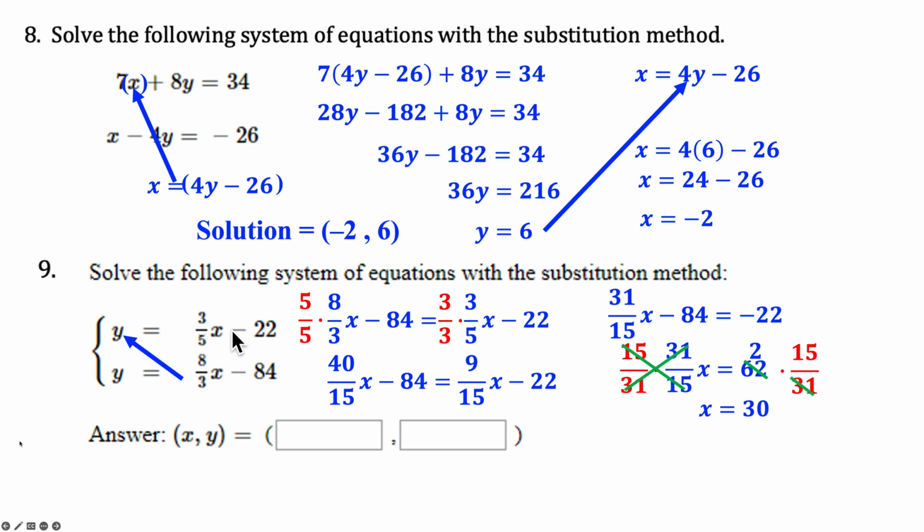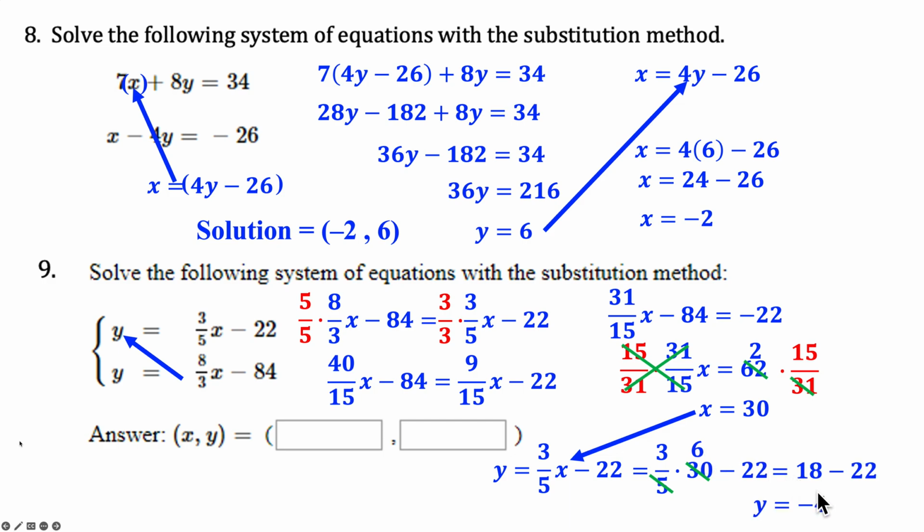Pick one of your two equations. I'm going with the first one because 84 is just too big. Put 30 in for x. 5 goes into 30 6 times. 3 times 6 is 18, minus 22, negative 4. There's my solution.